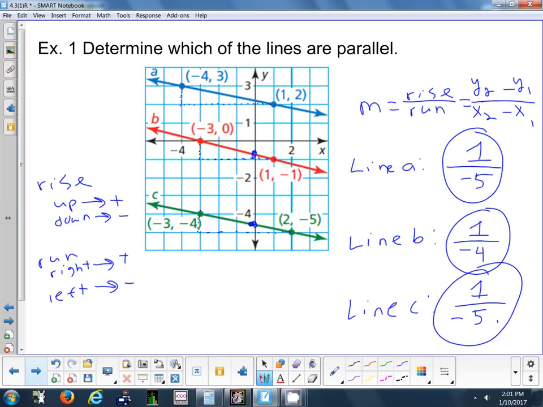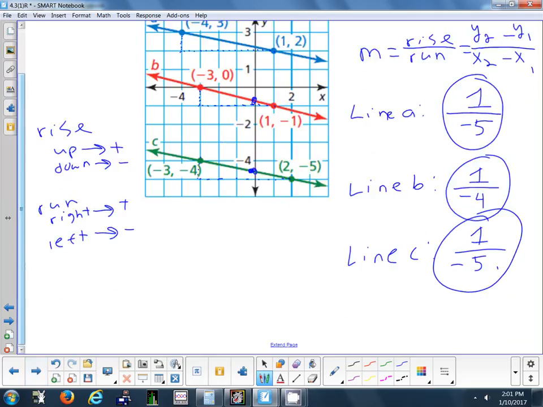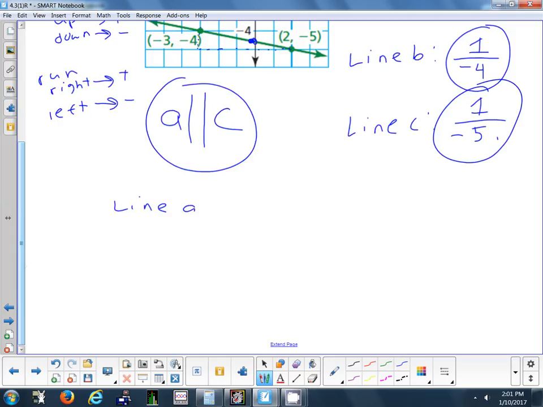So now, out of those 3 lines, which ones are parallel? A and C. So in geometry, the way you write it is you can write A. That symbol right there means parallel, 2 bars that don't cross. If you don't want to write that symbol, just write it like this. Line A is parallel to line C.